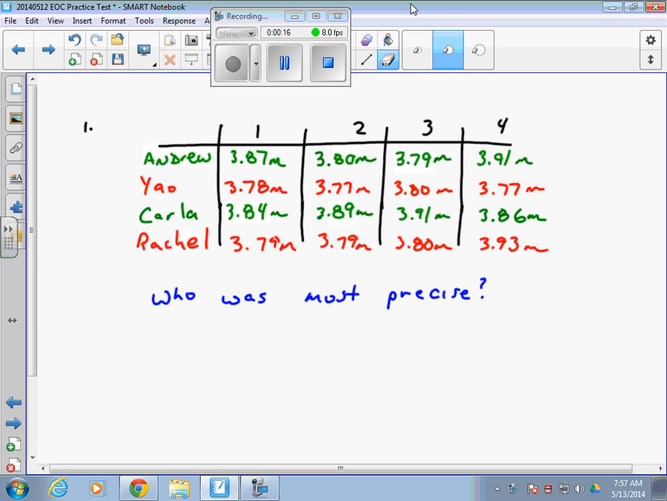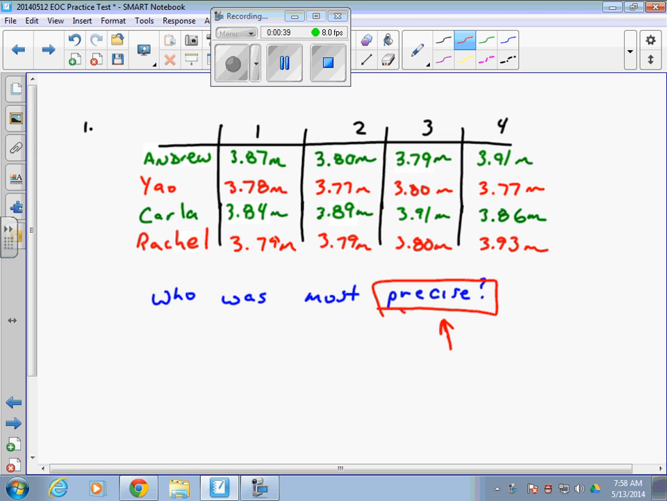This question is actually flawed, and a couple people asked me about this yesterday. It said, who was the most precise? The answer, there's actually no correct answer, but I can still take the opportunity to explain the difference, just to reiterate this for you, between precision, or being precise, and accuracy.